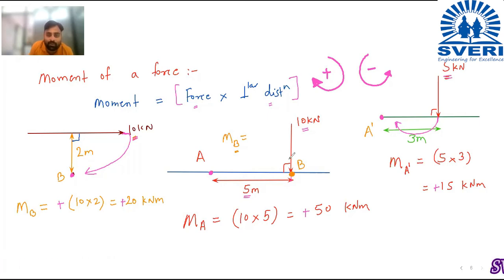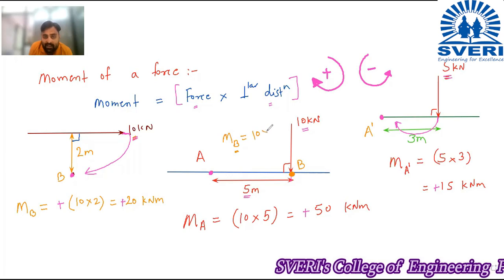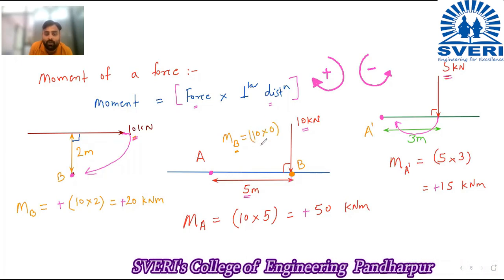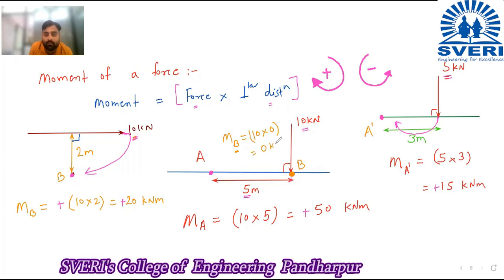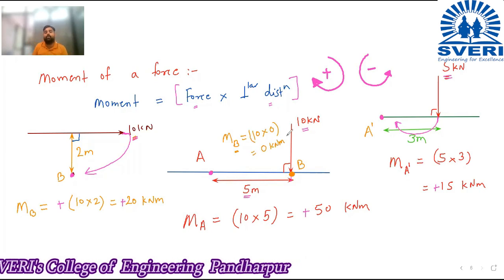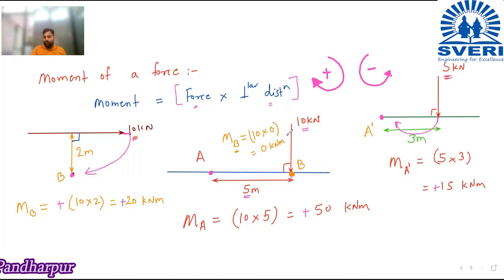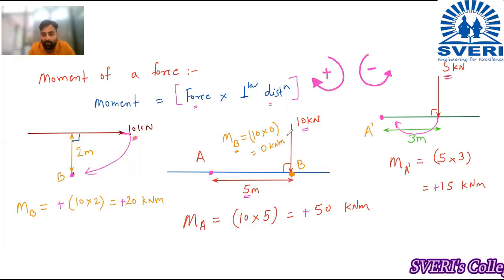What will be the perpendicular distance of the 10 kilonewton force in this case? If I take the moment at point B, then the force will remain as it is, 10, but this perpendicular distance will become 0, so the moment will become 0. Okay, have you understood this thing? Yes, sir. Okay, so this is all about the moment of a force. Now I have explained everything.